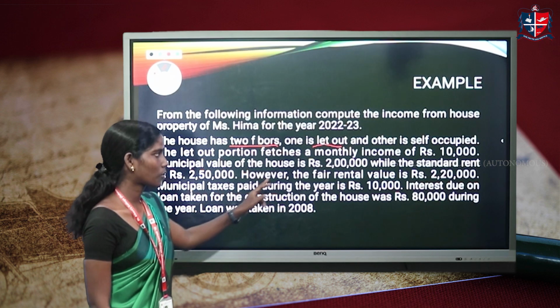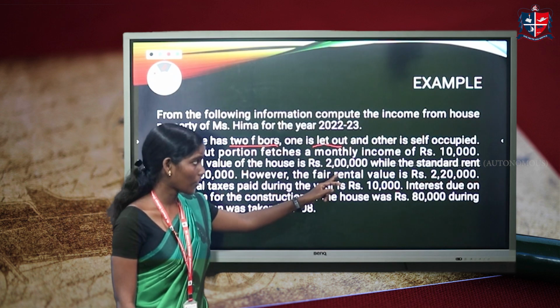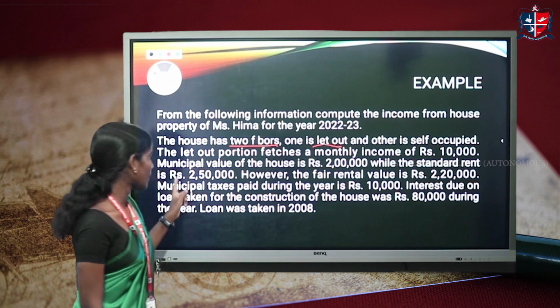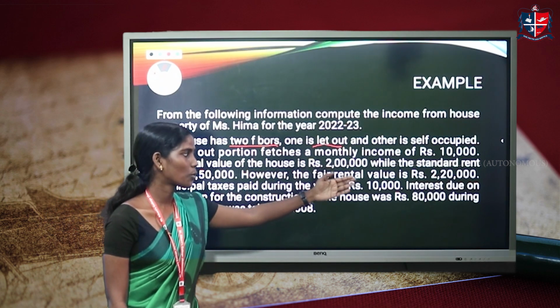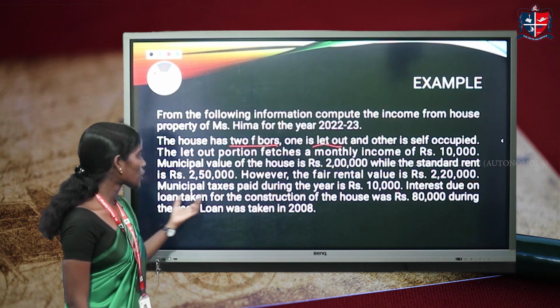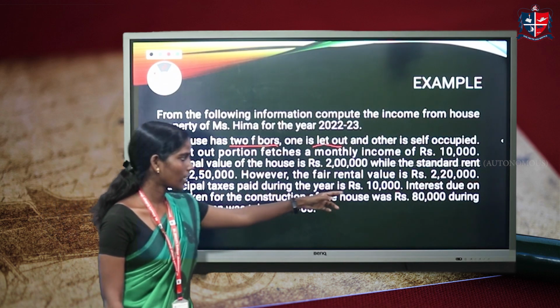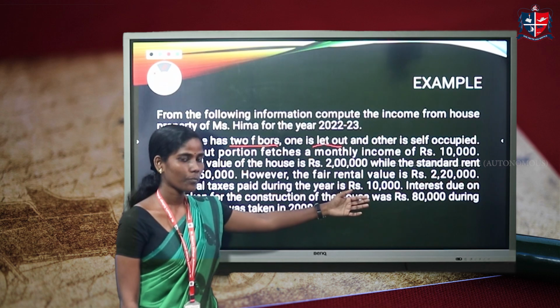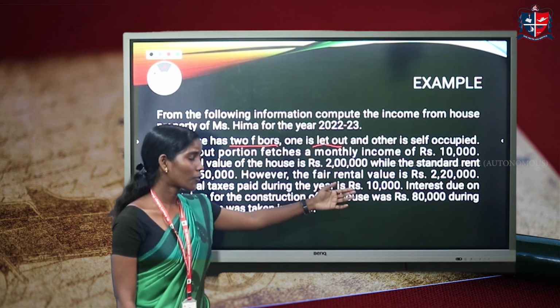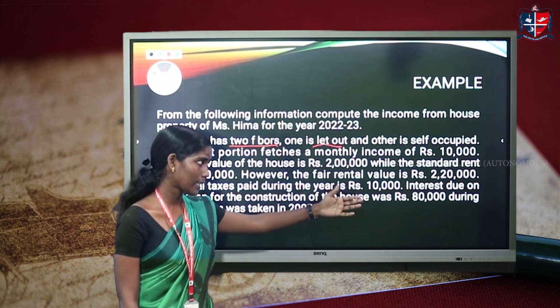Municipal value of the house is 2 lakh, that is MRV, while the standard rent is rupees 2,50,000. However, the fair rental value is 2,20,000. Municipal tax paid during the year is rupees 10,000. So he can claim deduction for 10,000. Whether he will get the full amount or not, we will discuss it later.